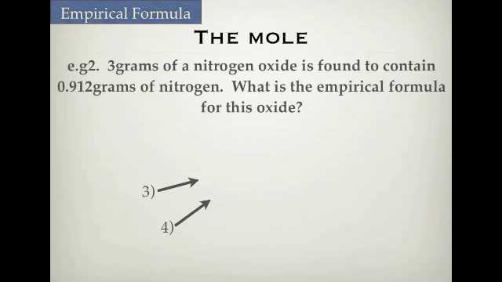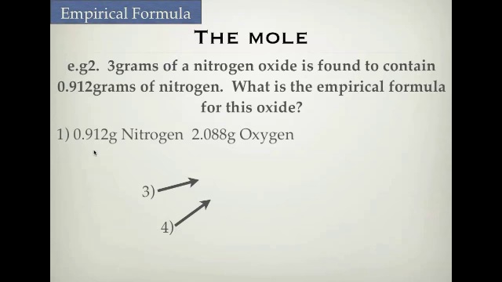Step 1. Think about it. Step 1 was find the mass of each element. Now we've got 0.912 grams of nitrogen. We've got this much of nitrogen oxide. So therefore, the difference will be our oxygen. The difference between the nitrogen oxide and the nitrogen will give you how much oxygen you have. So therefore, 1, done, you've got our mass of nitrogen and oxygen.